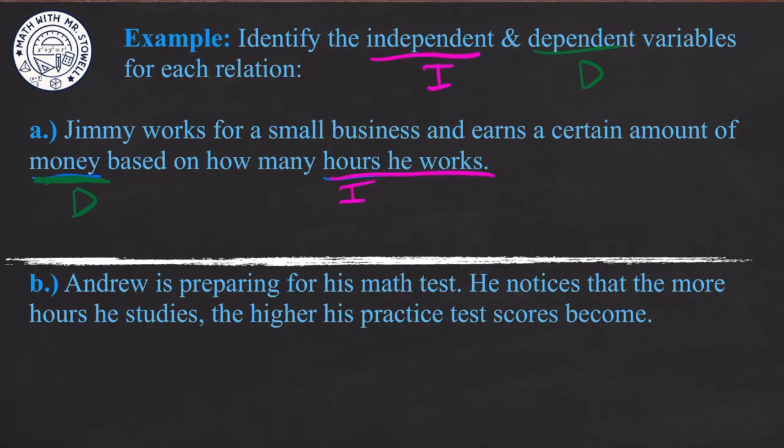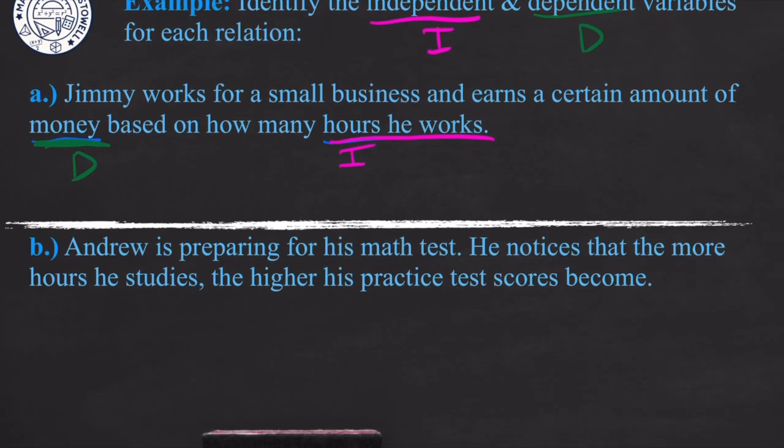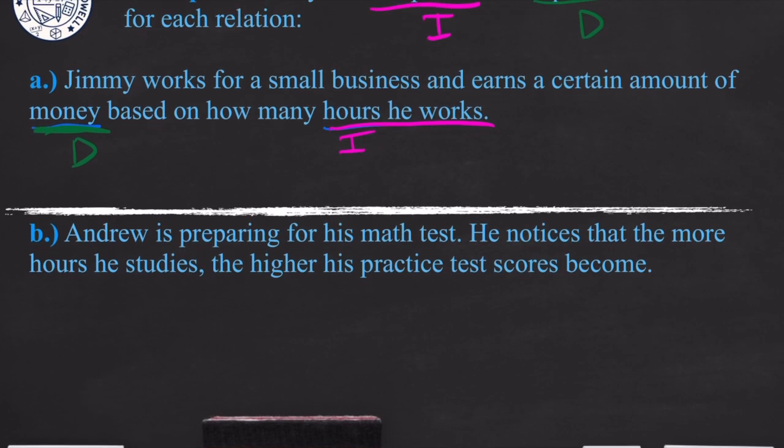And of course, this is not for every job. Some jobs you get paid salary, where it's not based on hours, but based off of the job you do. But a lot of jobs are this way, where you get paid for how many hours you work. Here's another one. Andrew is preparing for his math test. He notices that the more hours he studies, the higher his practice test scores become.